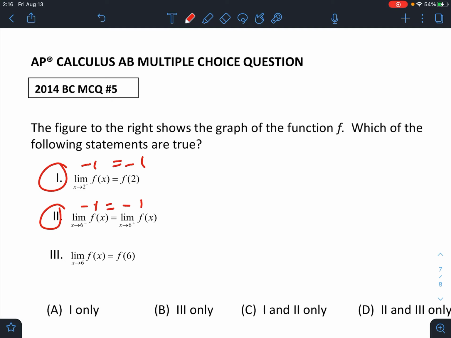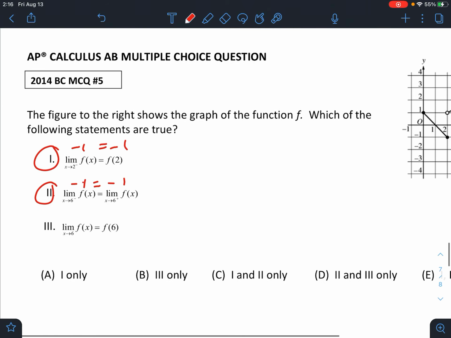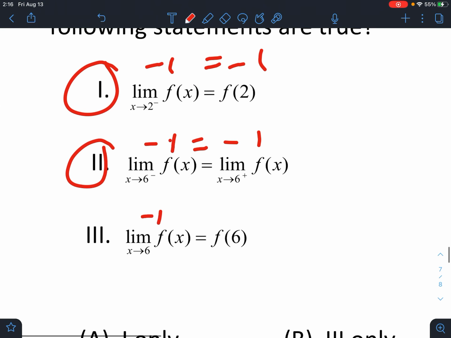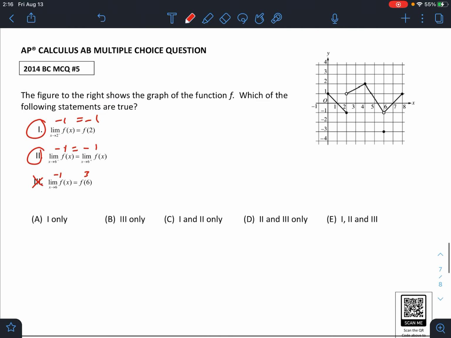In the third statement, the limit as x approaches 6 and the y value at 6 are the same. All right, so we just said the limit as x approaches 6 is negative 1, right? So there's your limit. The y value is negative 3. Those are clearly not the same. So this would be negative 1, this would be negative 3. 3 is not true. So our answer is 1 and 2, which is C.